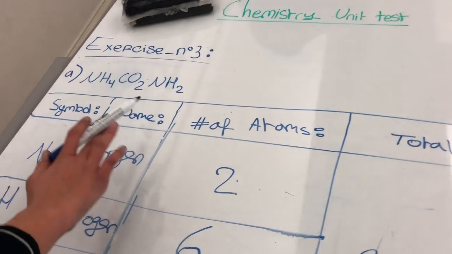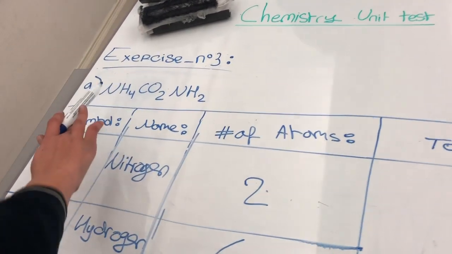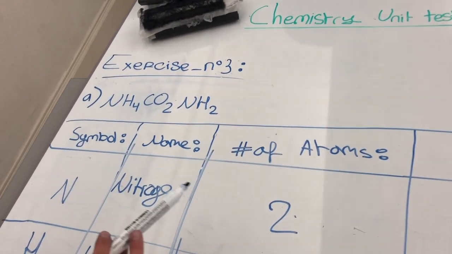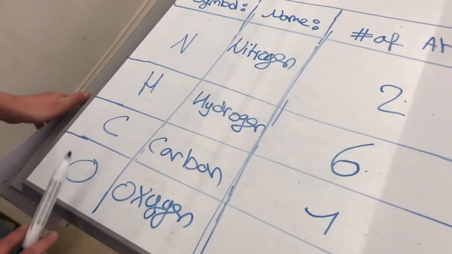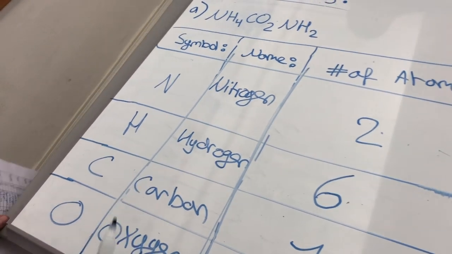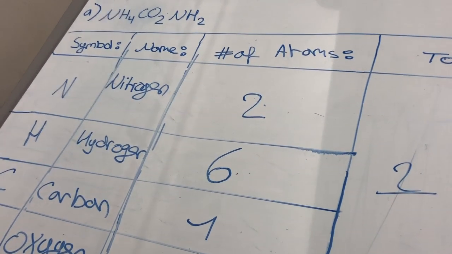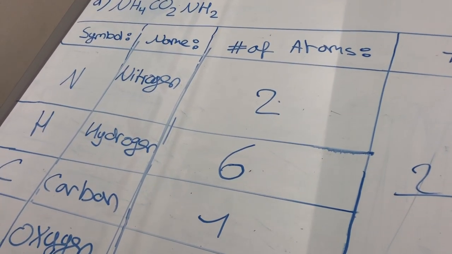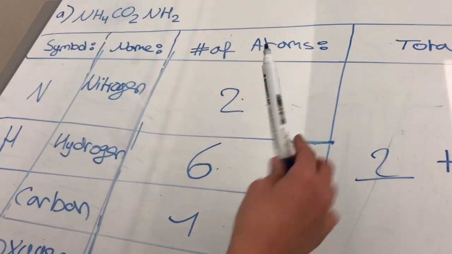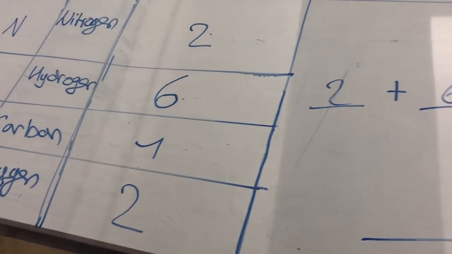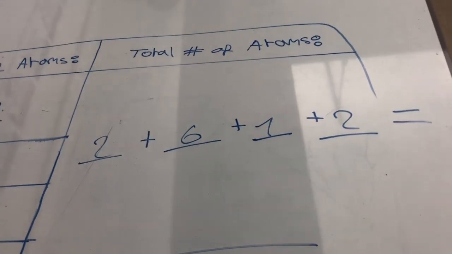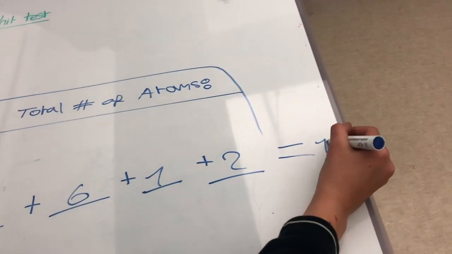Okay, so for this question, we will be breaking down this equation, NH4CO2NH2. So the elements found are N, H, C, and O, which stand for nitrogen, hydrogen, carbon, and oxygen. Using a periodic table, you can find how many atoms all of these elements have on their own. So nitrogen has 2, hydrogen has 6, carbon has 1, and oxygen has 2. And at the end, you add all of these together, and you get a final number of 11.